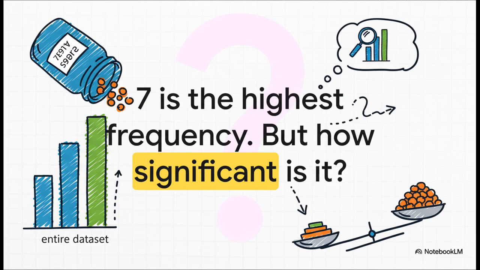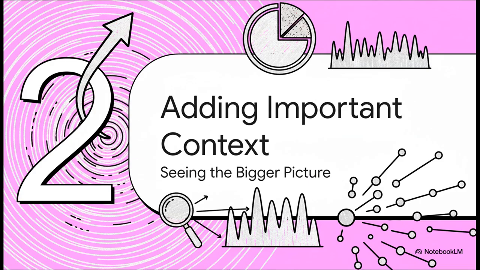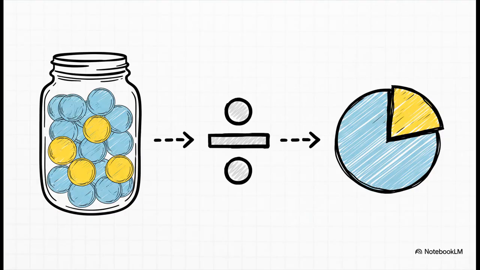We need another layer. And that brings us to tool number 2. This one is all about perspective. It helps us see the bigger picture, the so what behind the numbers. We're moving from just counting to really understanding how important each count is. And this amazing tool is called relative frequency. And the math behind it is super simple. It's just basic division. You just take the frequency, that's the count we just did, and you divide it by the total number of things you counted. That one little step transforms a simple count into a powerful percentage.